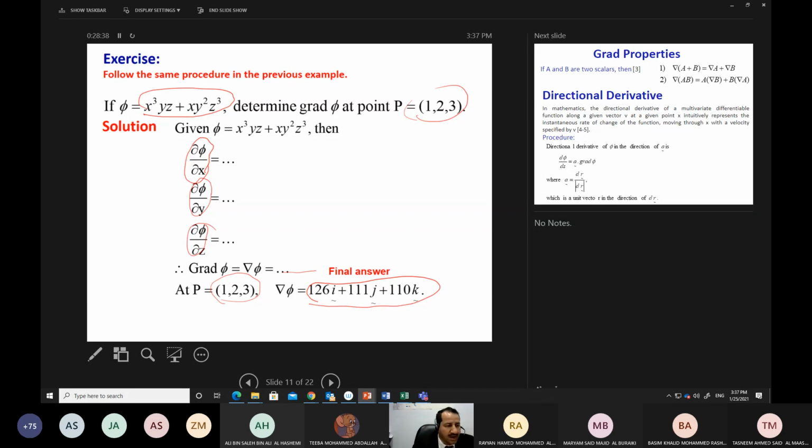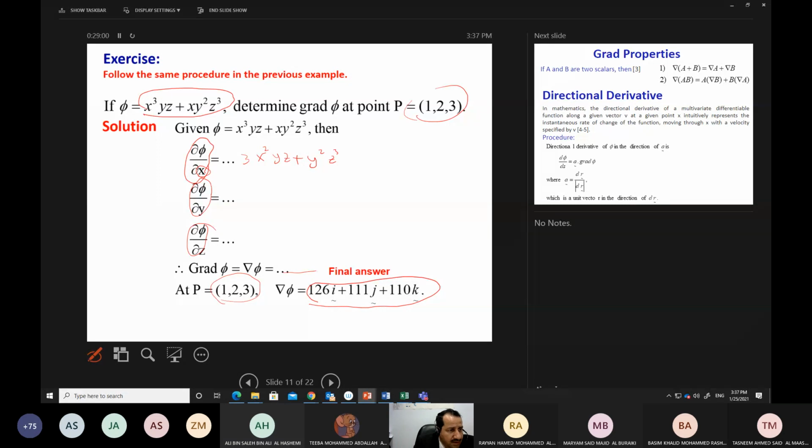Okay. While you are solving, let me also try myself. This one, I will differentiate. I'm thinking aloud. With respect to x, I will say 3x squared. I will keep y and z, plus the differentiation of x is 1, so no need to write it. I will keep y and z. y z to the power 3.